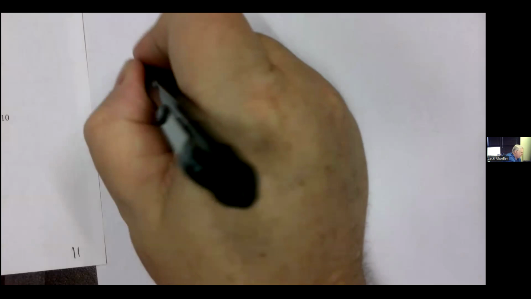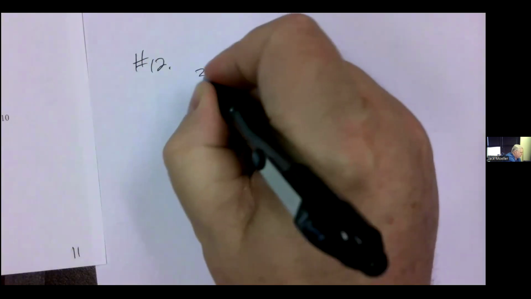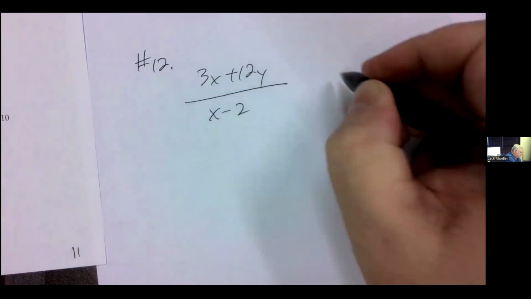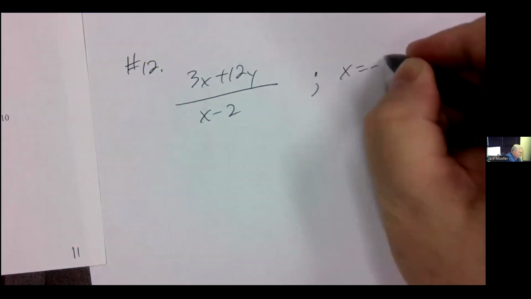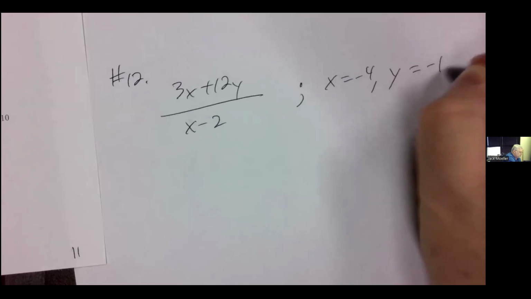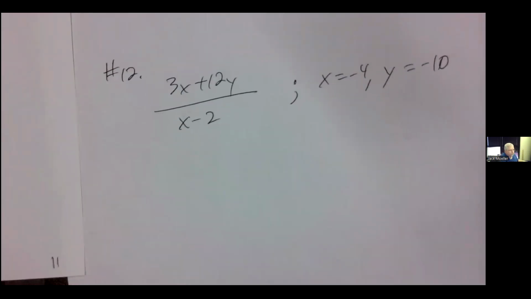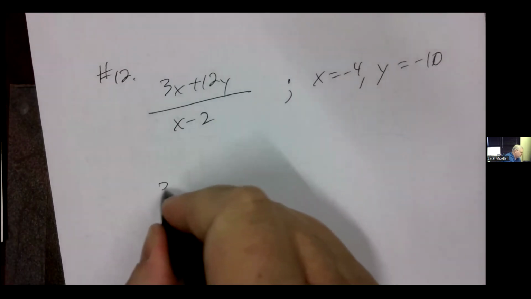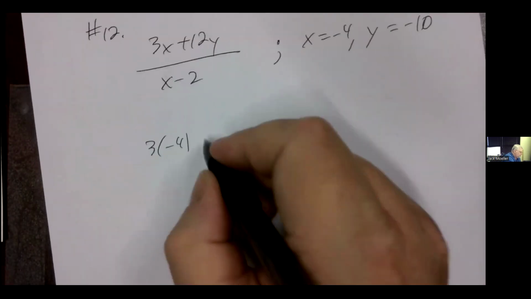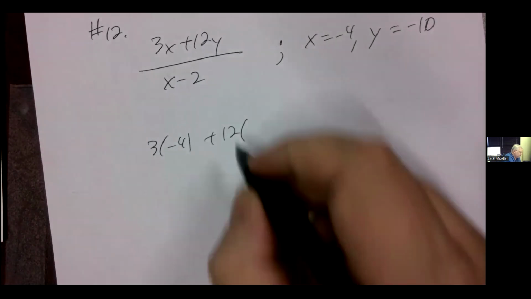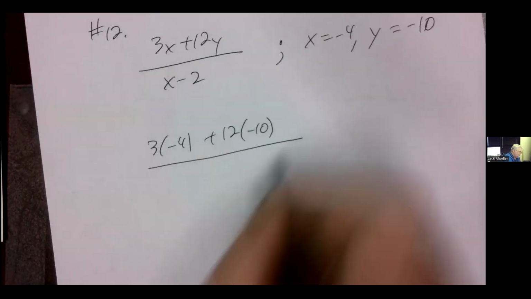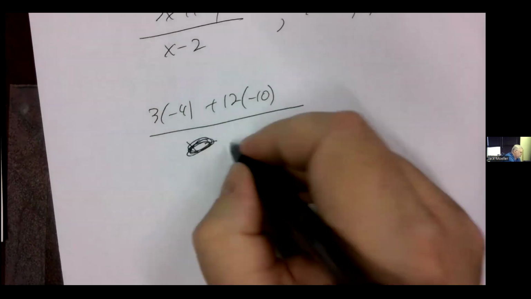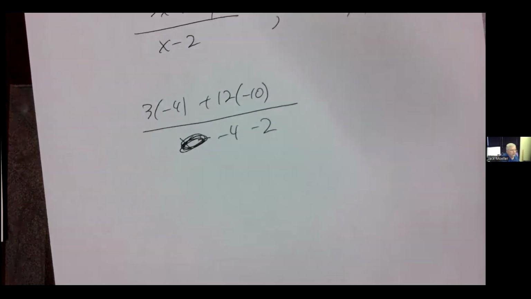All right, so we have 3x plus 12y all over x minus 2. And we are given x is -4, y is -10. Okay. So let's plug all our numbers in. So 3x becomes 3 times -4 plus 12 times y, which becomes 12 times 10. And then we have, oh, sorry, not x. We have -4 minus 2 in the denominator.